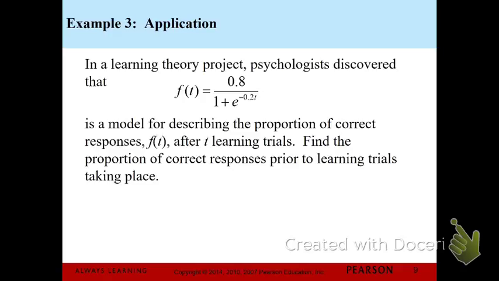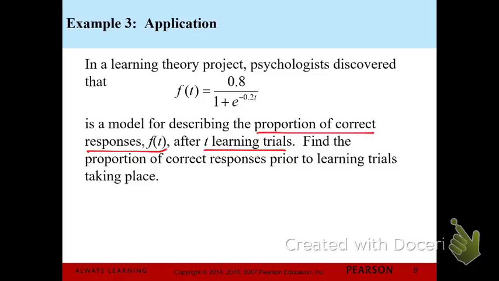What does F of T stand for? T is the number of learning trials. F of T is the model, the proportion of correct responses. So F of T is our proportion of correct responses.